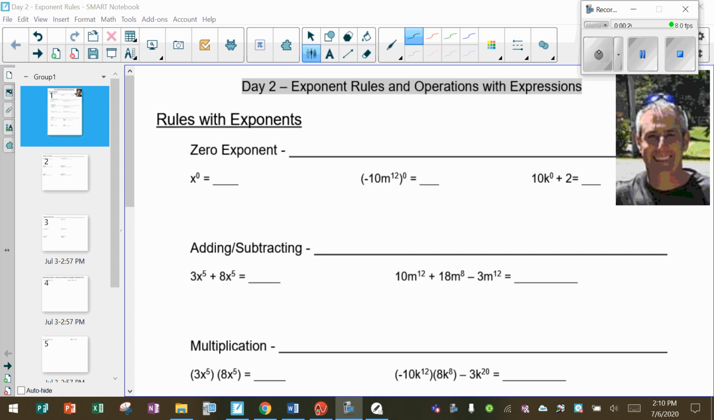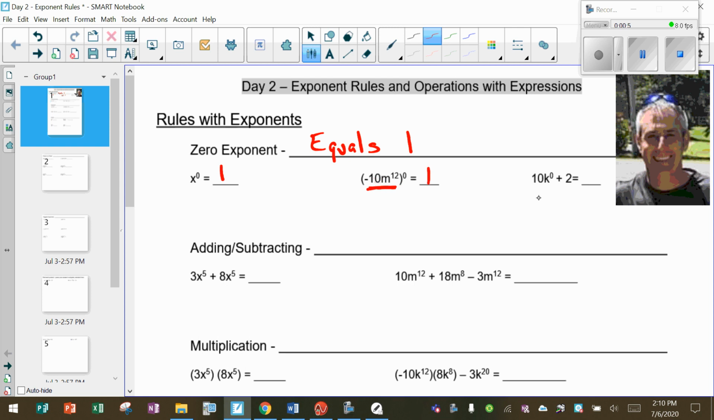Zero exponent. Anytime you see a term or an expression or even just one individual item with an exponent of 0, it is always 1. So x to the 0 is 1. This whole expression here, negative 10m to the 12th, that is all in parentheses with an exponent of 0. So it all just turns into 1.